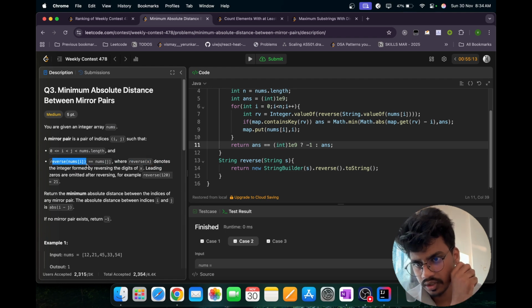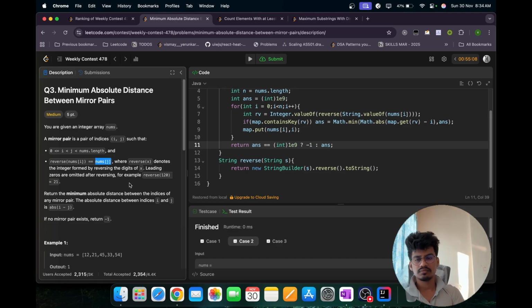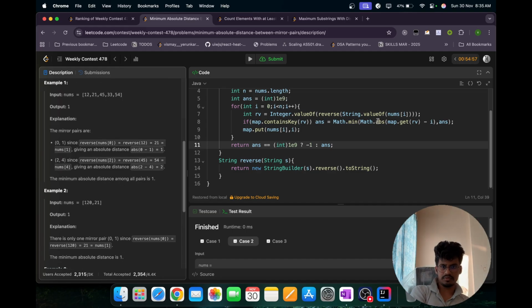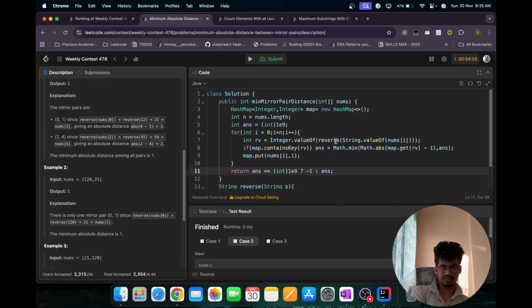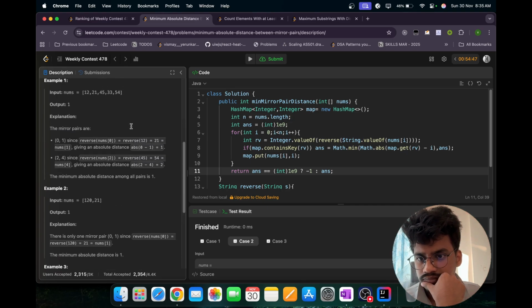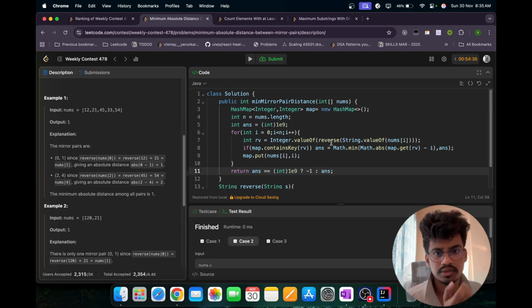Okay, reverse of the current element should be equal to the next element. Reverse of the current element should be equal to the next element, which means we have to reverse the array to do this. So what if we only store the reverse? If we only want the reverse, then let's just store the reverse.